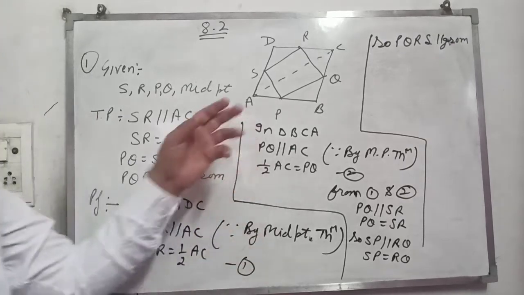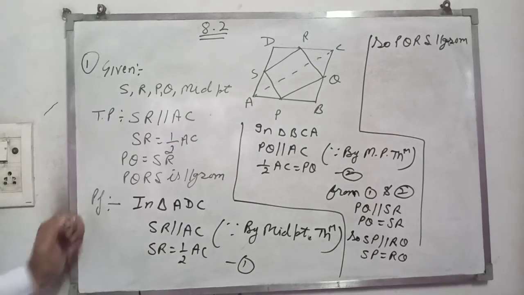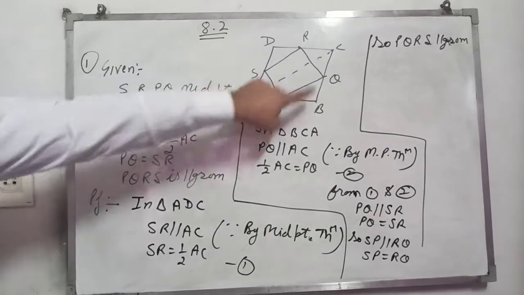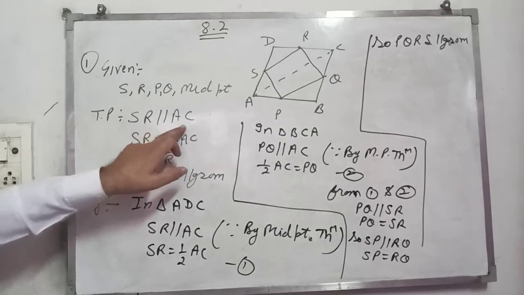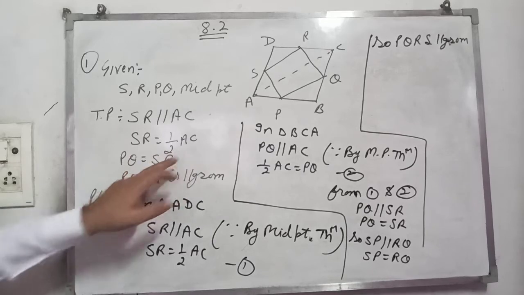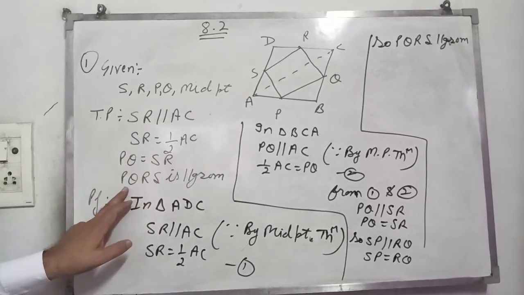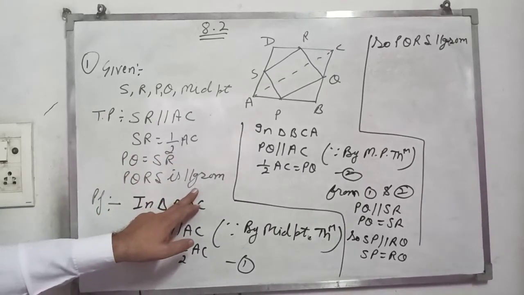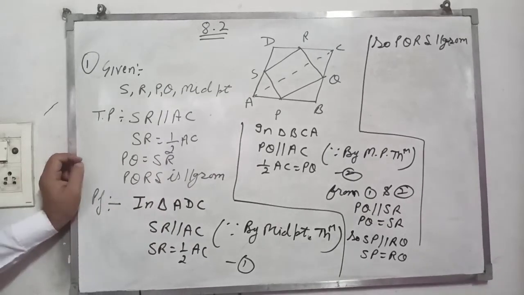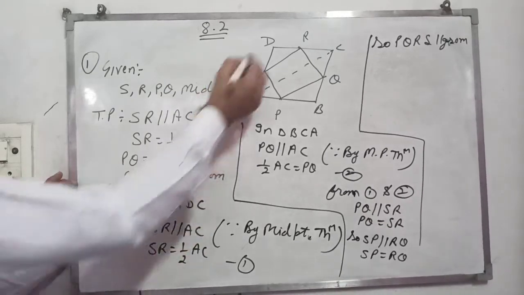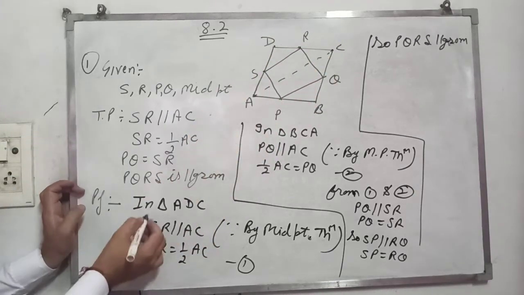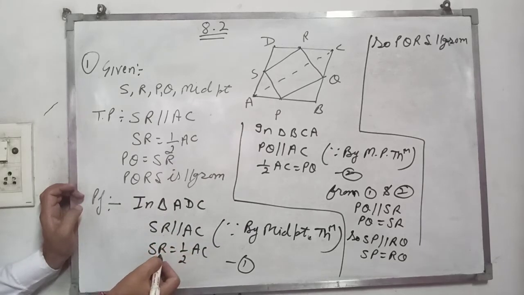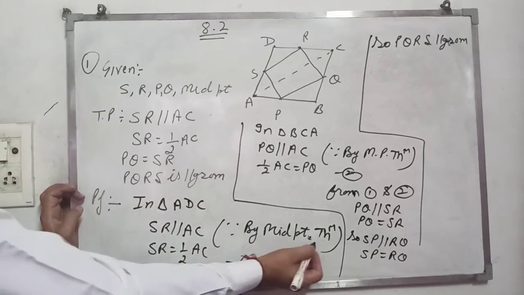So continue with question number 1. There is given ABCD is a quadrilateral and PQRS are the midpoints of the respective sides. We have to prove SR is parallel to AC, SR is equal to half of AC, PQ is equal to SR, and PQRS is a parallelogram, right? So first we use the triangle ADC. S and R are the midpoints, so in this triangle SR is parallel to AC and SR equal to half of AC by the midpoint theorem.